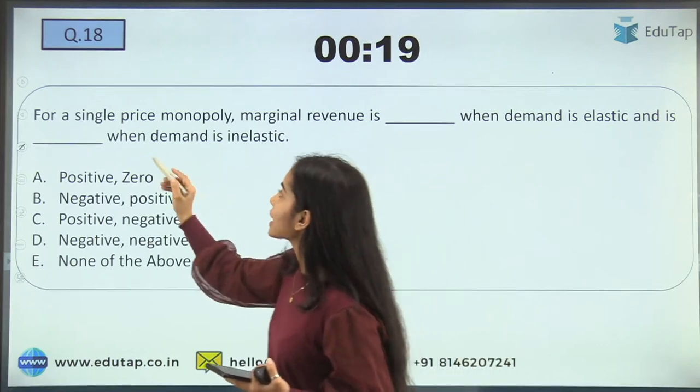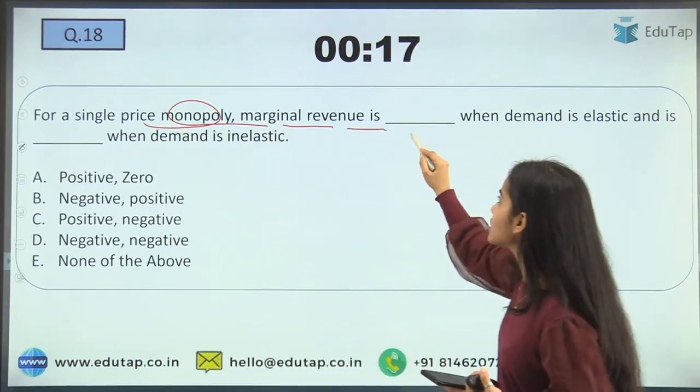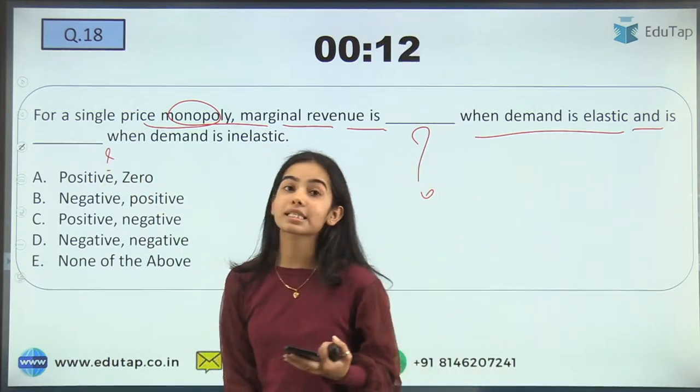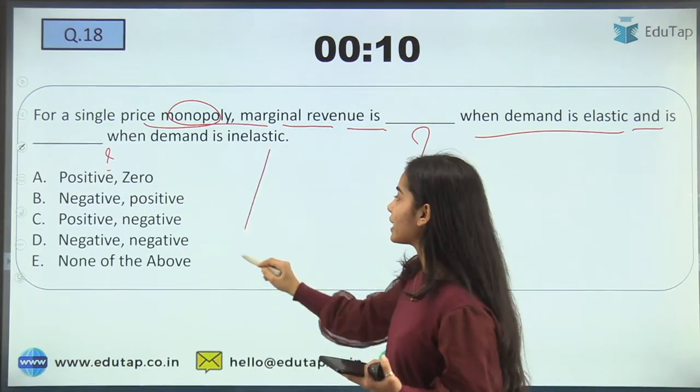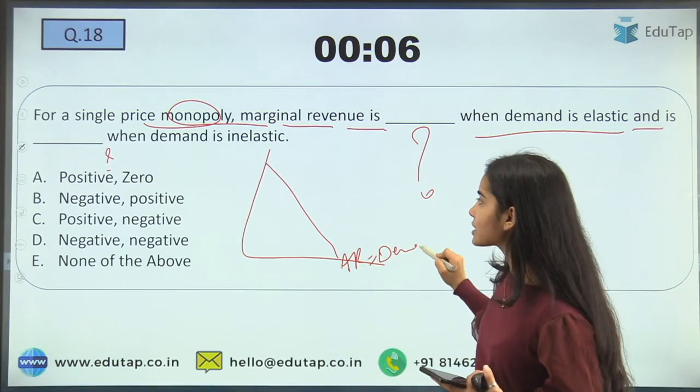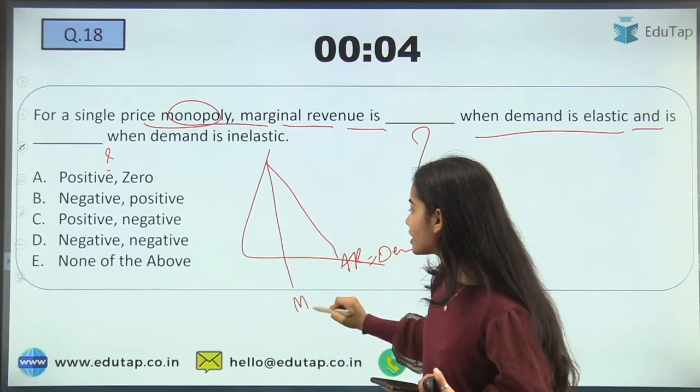Next question is, for a single price monopoly, marginal revenue is what when demand is elastic and what when demand is inelastic? This is a little tricky question, but let me give you a hint. AR is equal to demand. This is the demand curve. This is the marginal revenue curve.